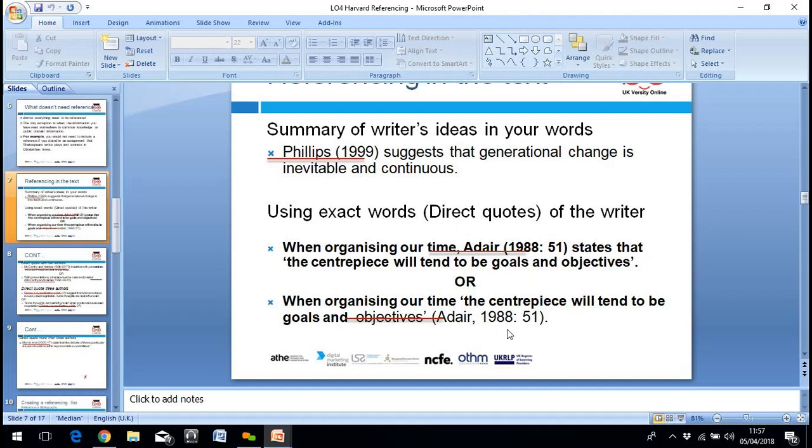ATHE 1988-51. So it doesn't matter where you put it. You can put it in the middle, you can put it at the beginning, or you can put it at the end. It's not going to make any difference whatsoever, as long as it's there.